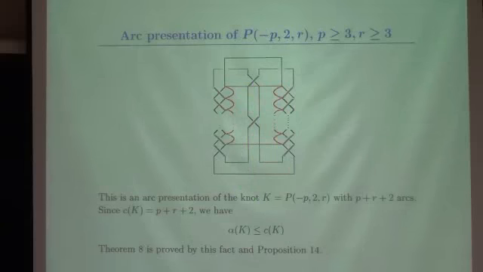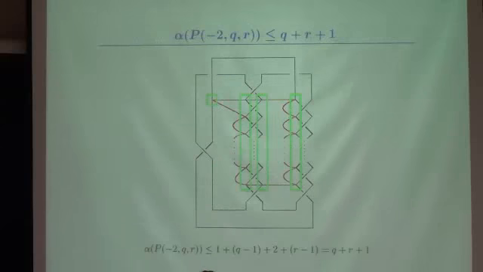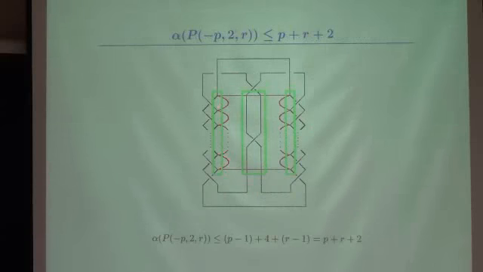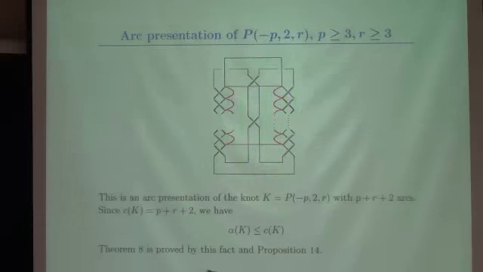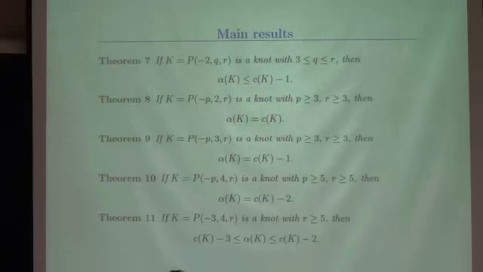And in the case of minus P2R, we have similar constructions. Here we have P minus 1 intersections by axis, here we have 4 intersections by axis, and here we have R minus 1 intersections by axis. And P plus R plus 2 is equal to the crossing number. So that gives the upper bound of theorem 8, and also theorem 8.